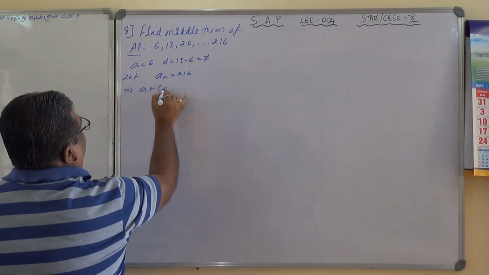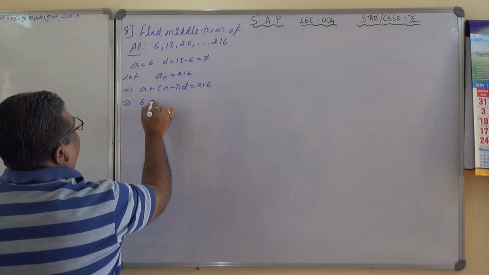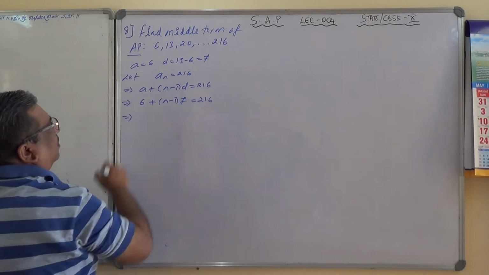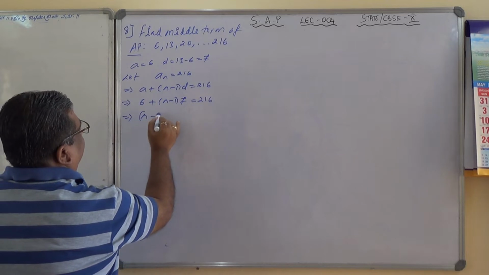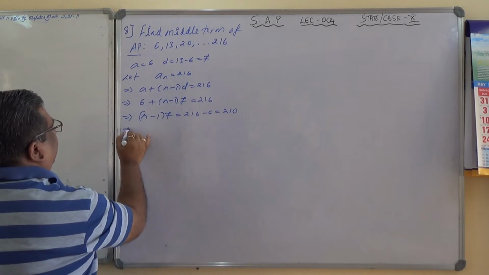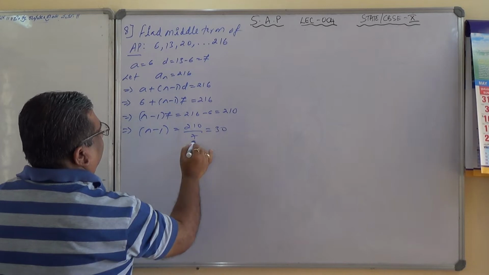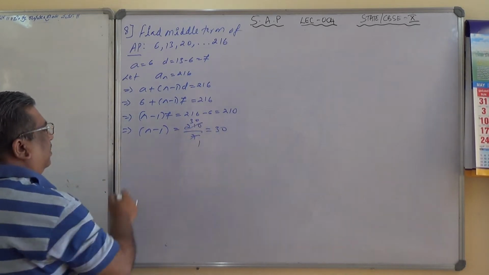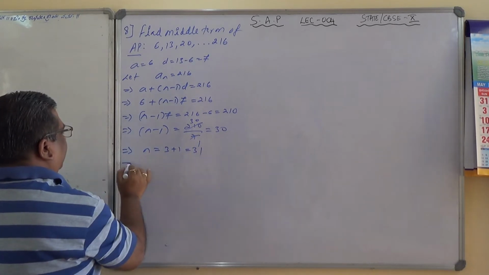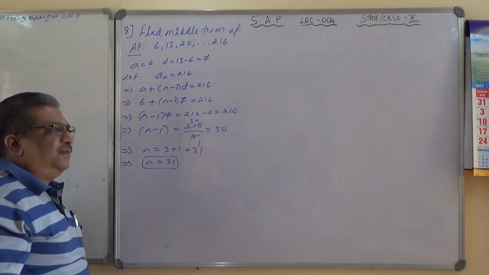Implies A plus N minus 1 into D equals 216. A is 6 plus N minus 1 into 7 equals 216. Here this is 210. So N minus 1 equals 30. So N equals 30 plus 1, which is 31. So how many total number of terms are there?